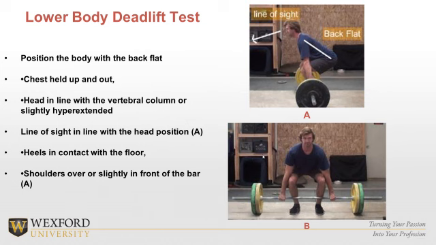Now the line of sight with the head position in A, heels in contact with the floor, shoulders over the bar or slightly in front of the bar. What a lot of people want is, if you look at A, the shoulder blades are actually over top of the bar, because in this particular position, his shoulder blades are in front of the bar. You can actually shift back a little bit where the shoulder joint would be right over top of the bar as well.